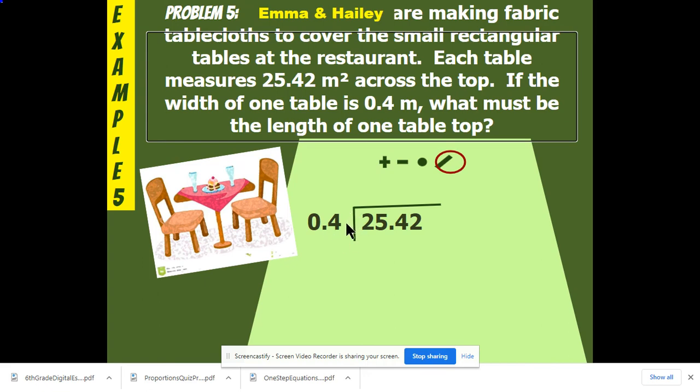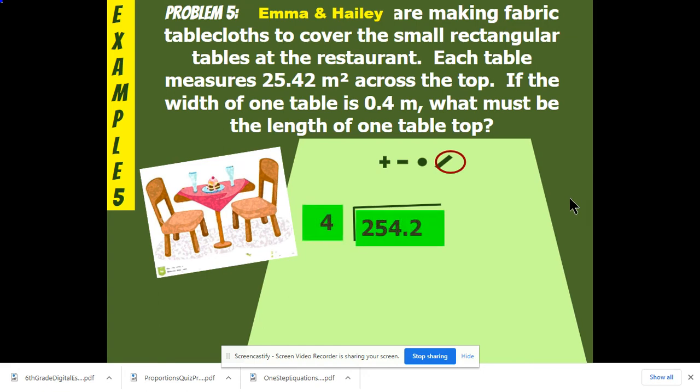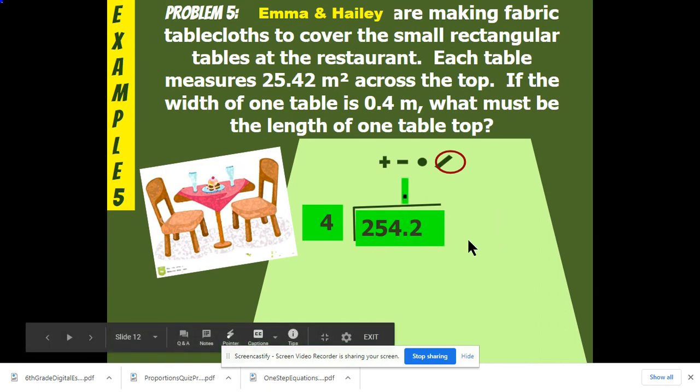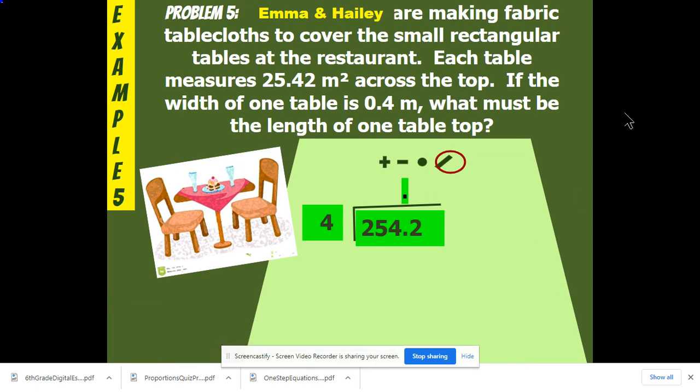I can do that as long as I do the exact same thing in the dividend, right here. So I would move this 1 to the right, and it would look like this. Okay, and then I simply take that decimal point and put it on top, in the quotient, and then forget about it. And then I can just divide like they're just regular numbers.